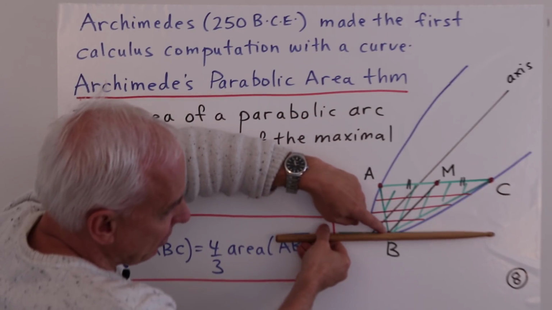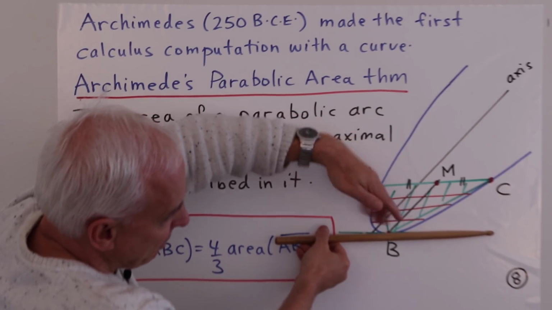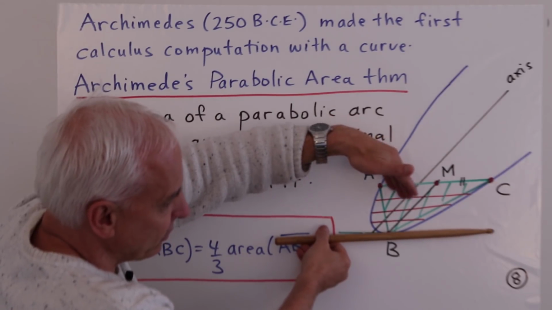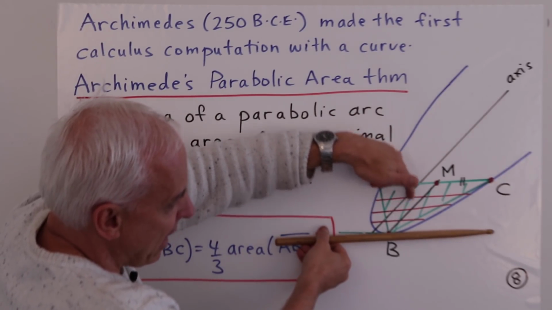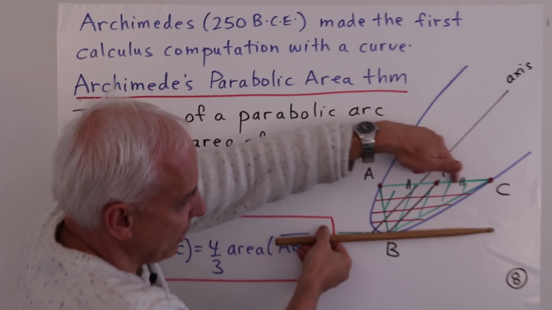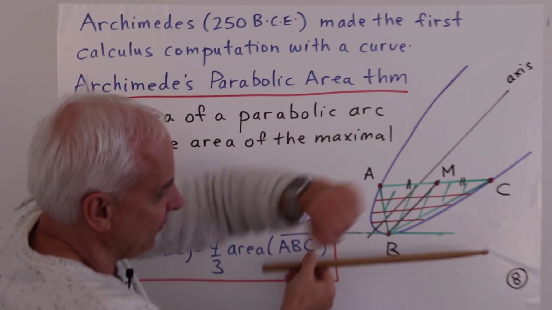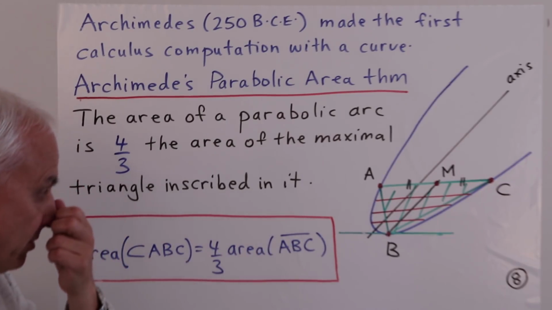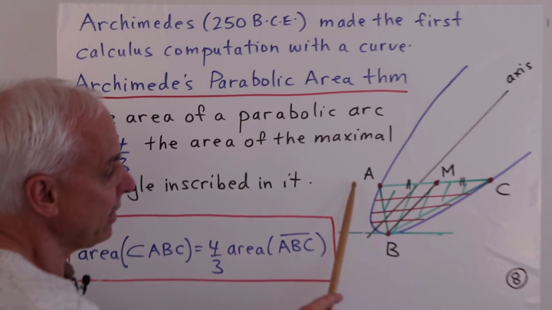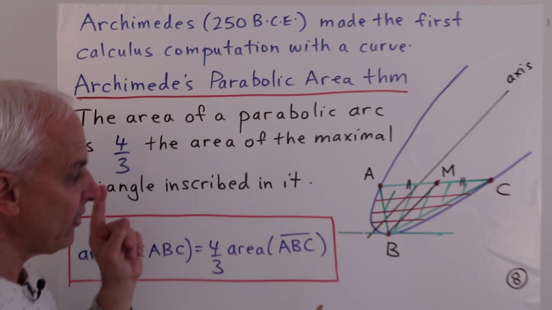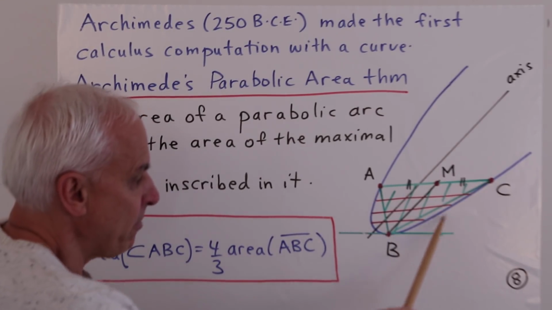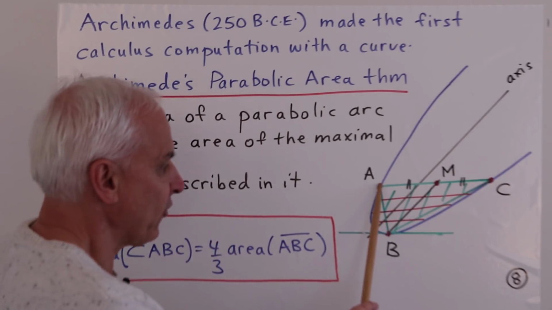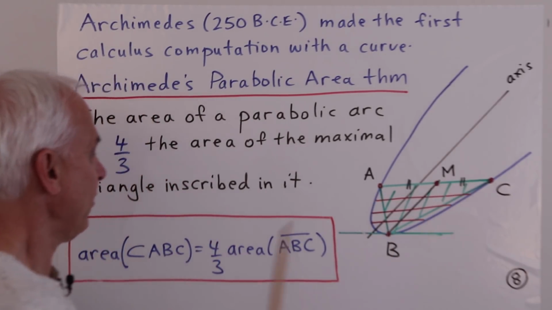That's sort of the maximal point. Any other point will be on this side of it, and so in terms of the classical definition of the area of a triangle, the height will be less. Height, when you think of this as the base, will be less than it is for this value here. So this turns out to be the maximal triangle inscribed in this arc, and Archimedes is saying that the area of the parabolic arc is 4/3 the area of this triangle ABC.